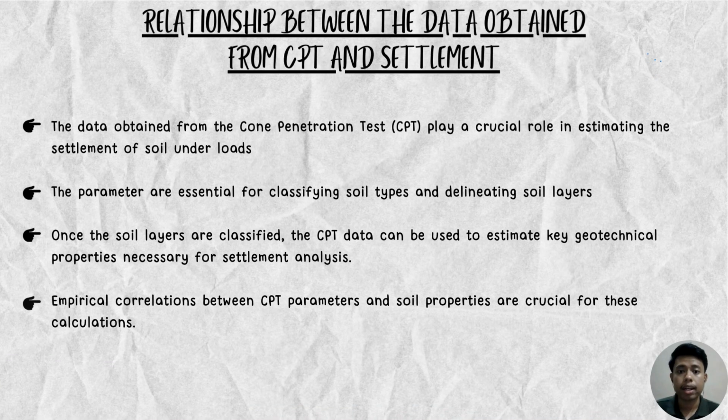So, for the relationship between data obtained from CPT and settlement, the data obtained from the cone penetration test plays a crucial role in estimating the settlement of soil under loads. The parameters are essential for classifying soil type and delineating soil layers. Once the soil layers are classified, the CPT data can be used to estimate key geotechnical properties necessary for settlement analysis. Empirical correlations between CPT parameters and soil properties are crucial for these calculations.